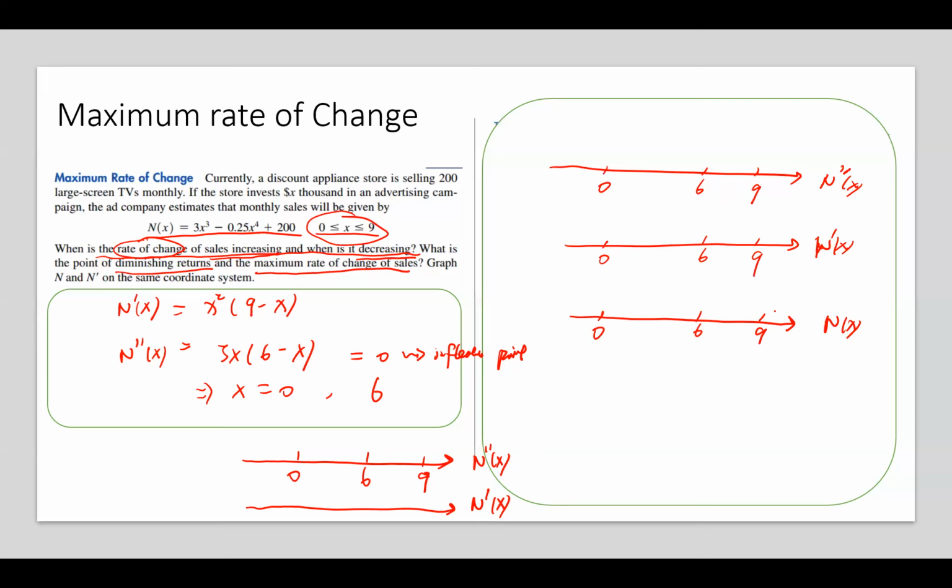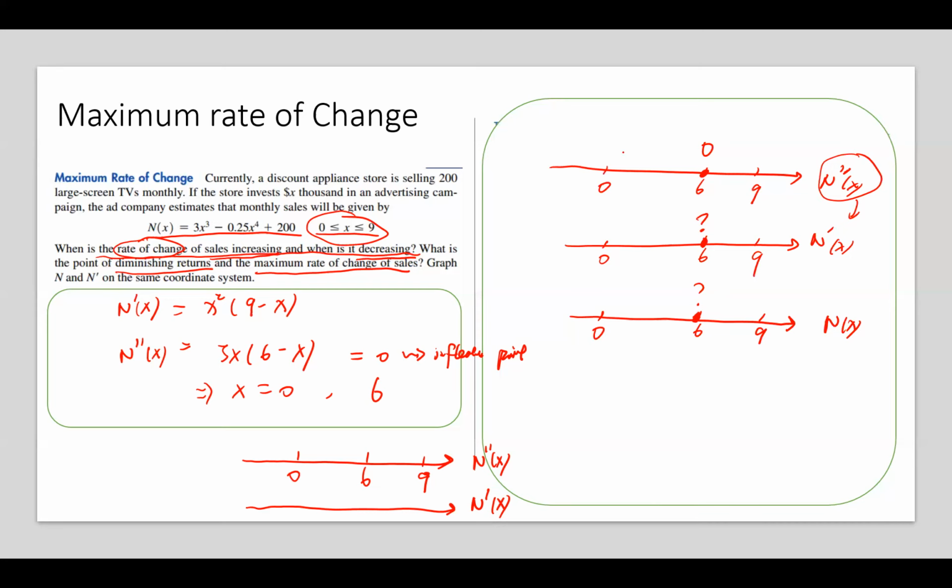Now when x is equal to 6, at this particular point n double prime of x will be equal to 0. Then we want to know what happens to the first derivative, so let me put a question mark here. We want to use the analysis based on the second derivative to infer something about the first derivative. How do we do that?